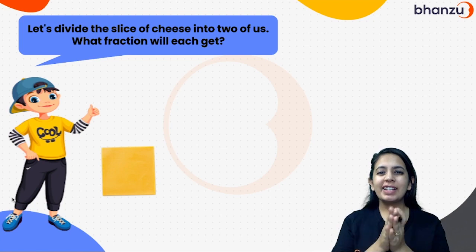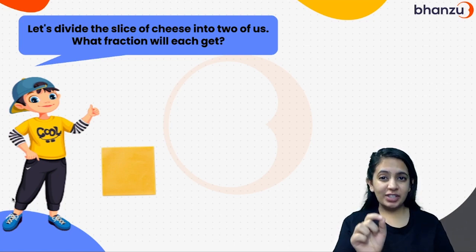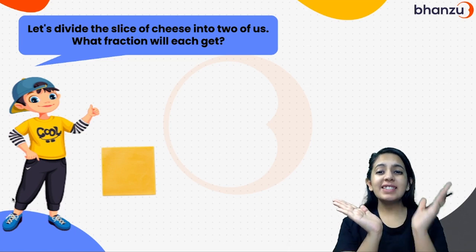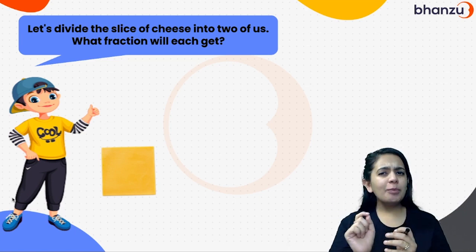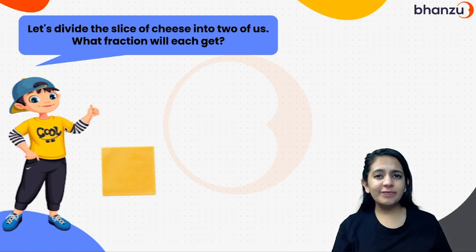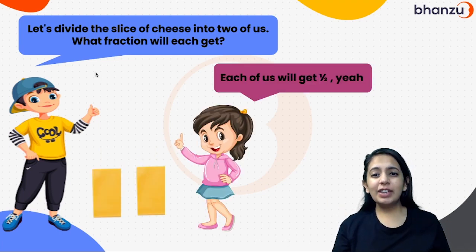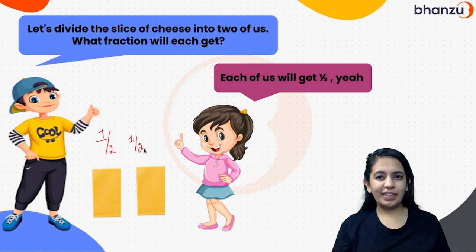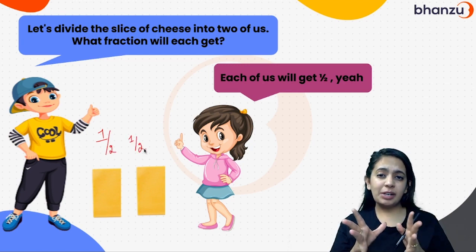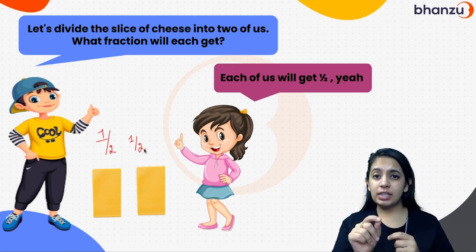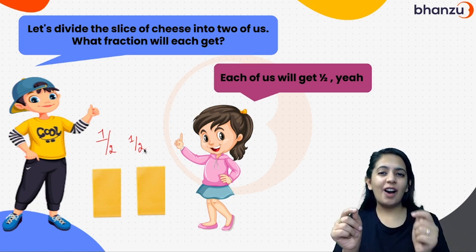Let's take a look. There is a slice of cheese that Jake wants to divide between him and Sia. So tell me how much each one of them will get? You already know the answer to it, right? Yes. Each one of them will get 1 slice out of 2, because the slice has been divided into 2 equal parts. Therefore, each slice of cheese here represents 1/2.